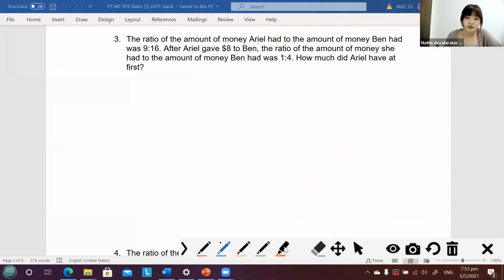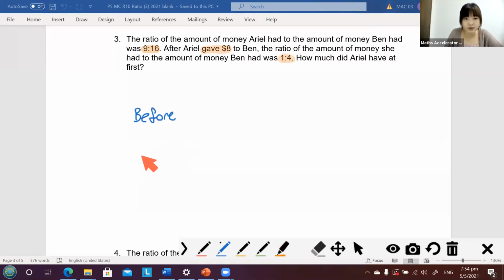Okay, so question 3. The ratio of the amount of money Aero had to the amount of money Ben had was 9:16. So after Aero gave $8 to Ben, the ratio of the amount of money she had to the amount of money Ben had was 1:4. So ratio at the start, ratio at the end, in between something happened. This is definitely a BCA question. So let's fill in the table.